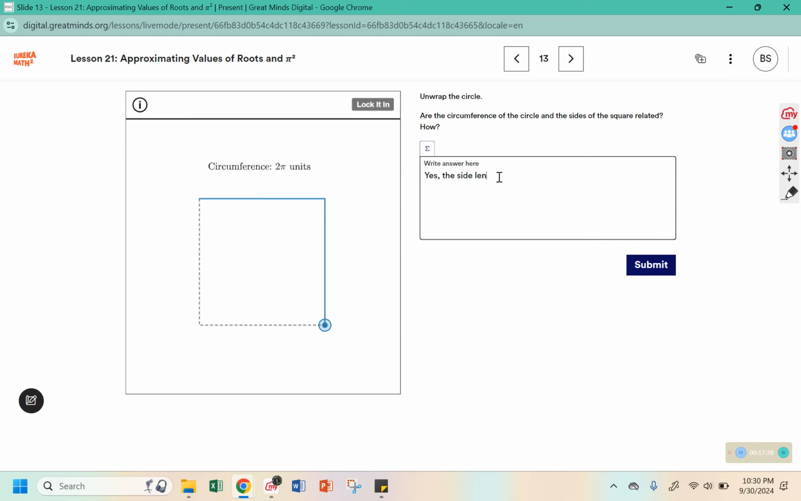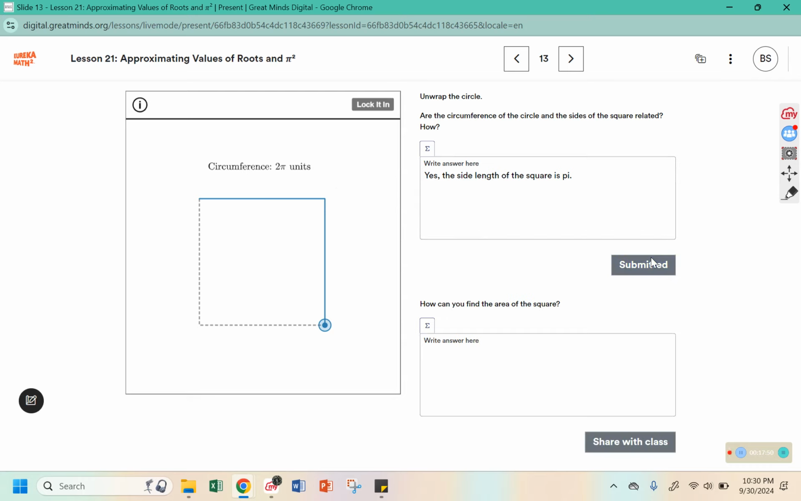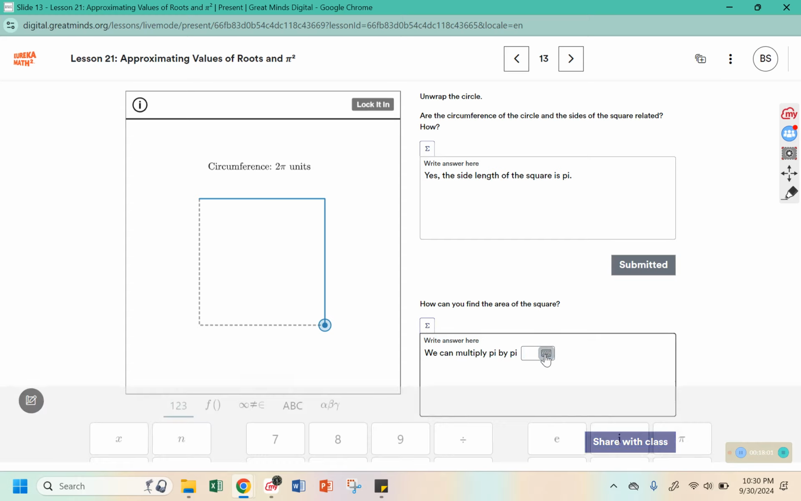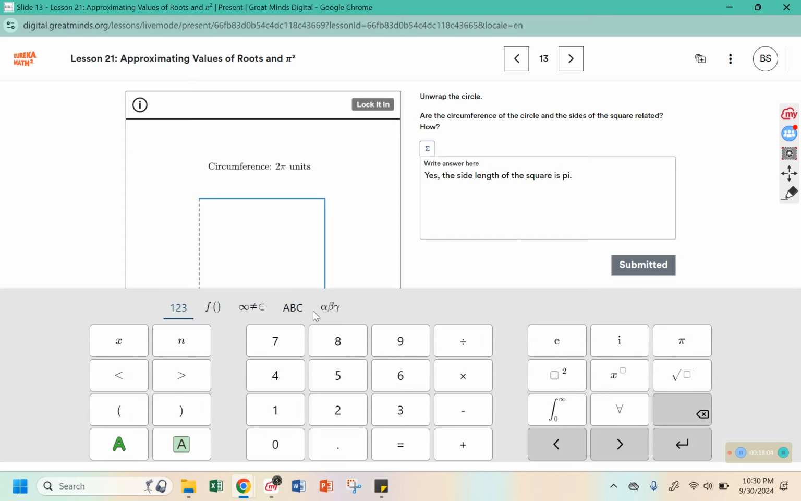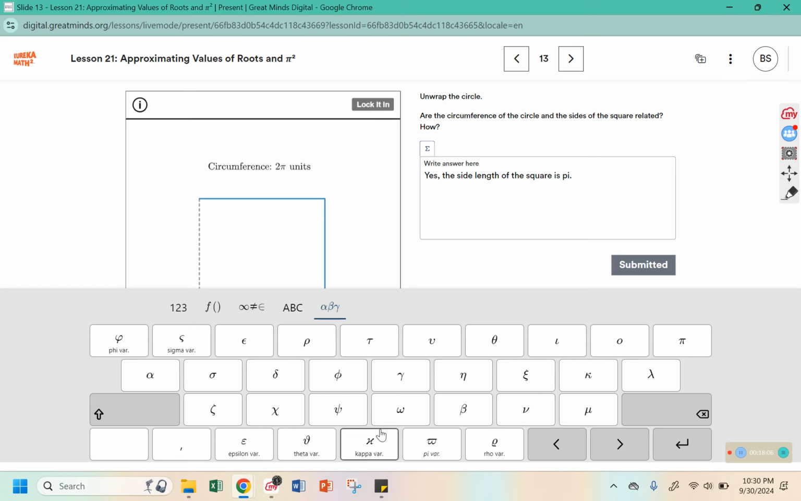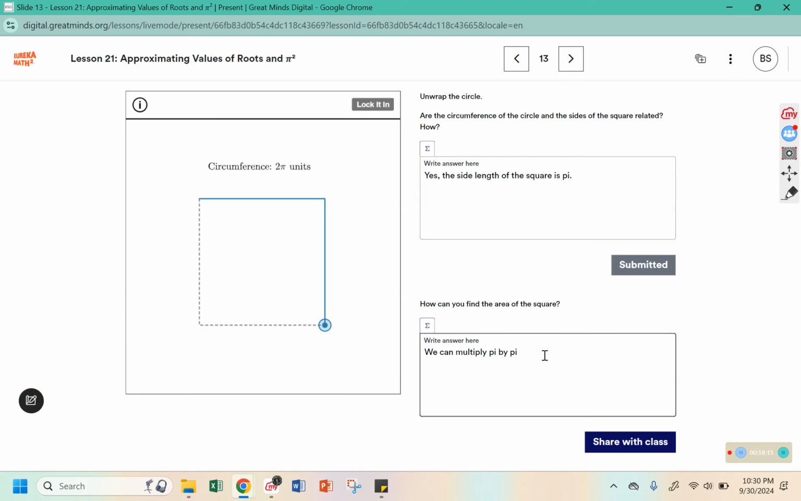The side length of the square is pi. 1 pi, 2 pi. How can you find the area of the square? We can multiply pi by pi. If you want to, you can click in here and use the pi symbol instead of typing pi.